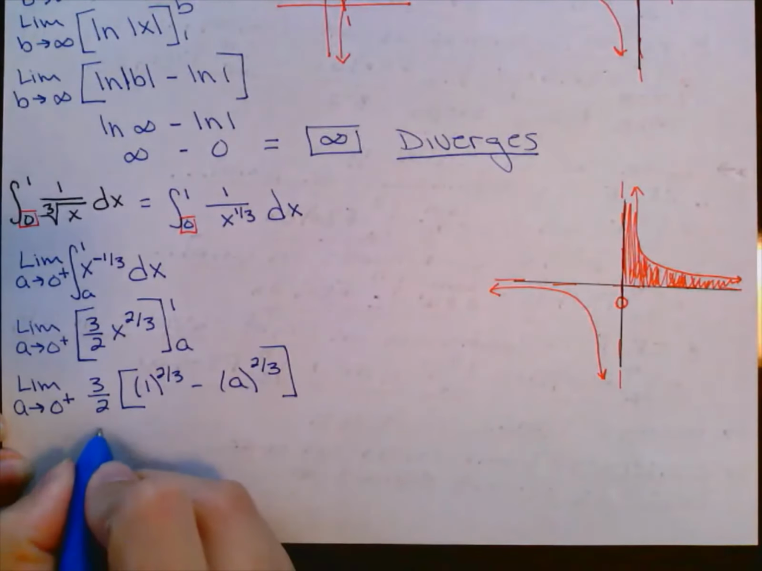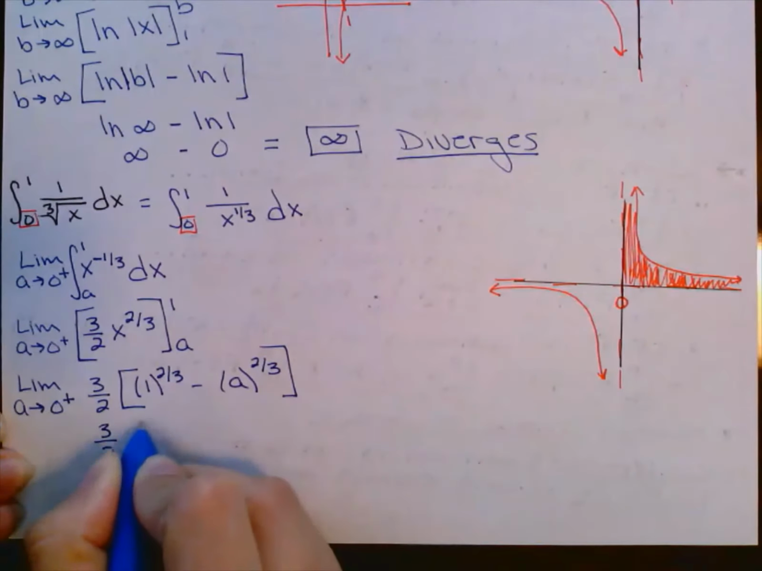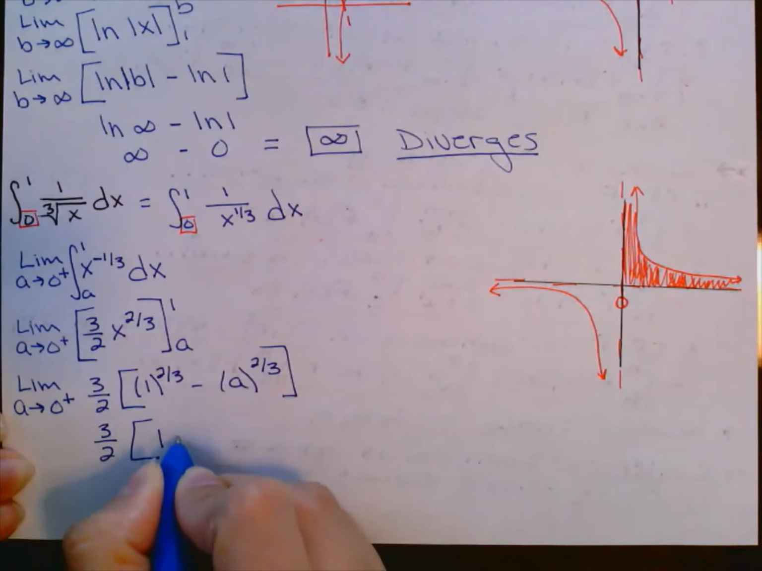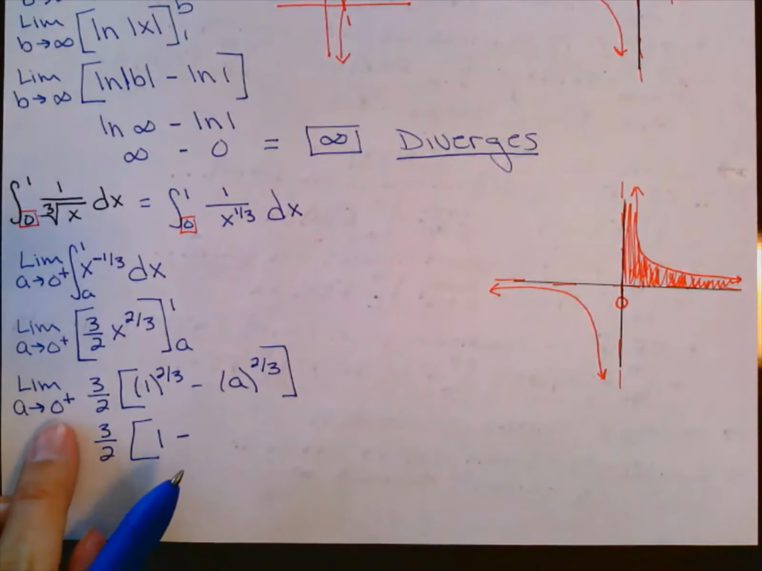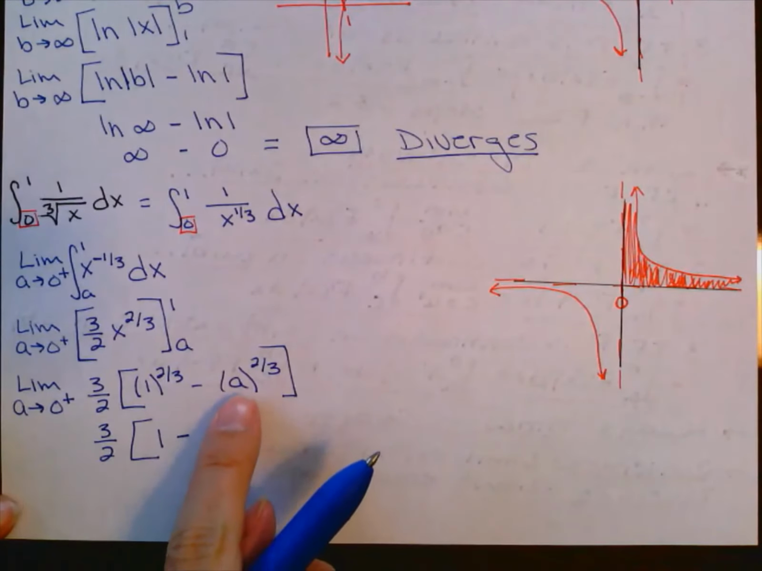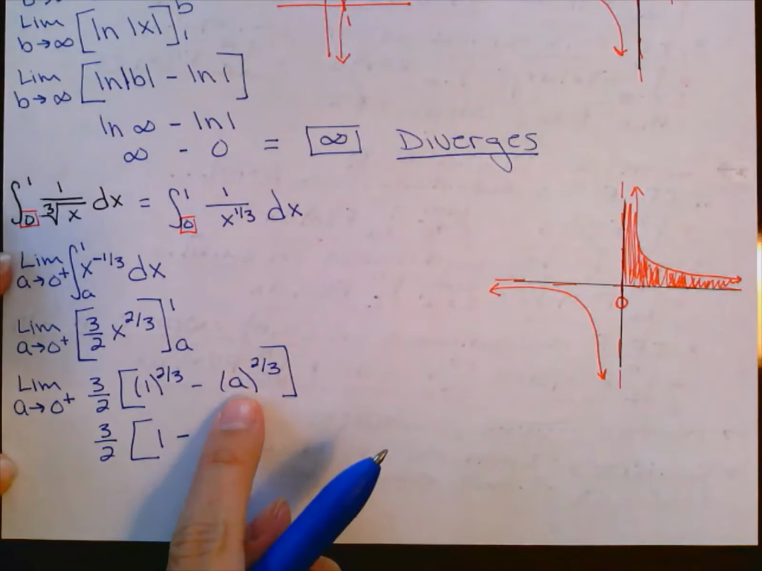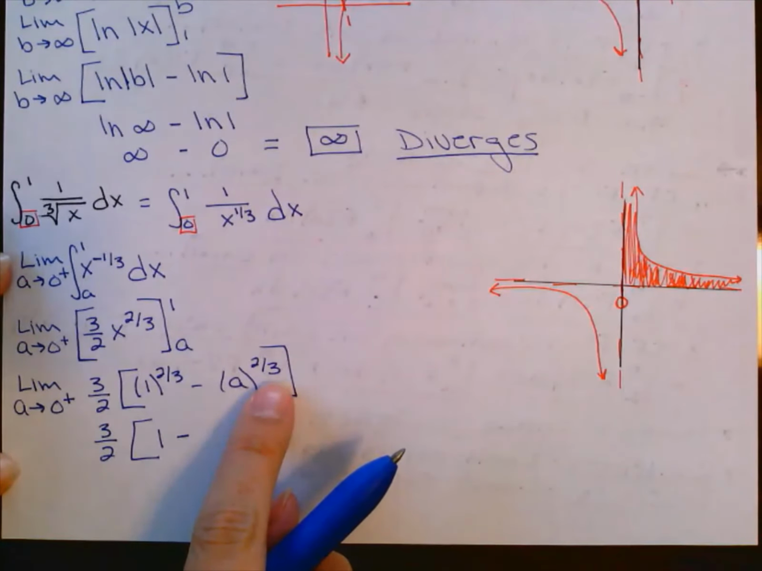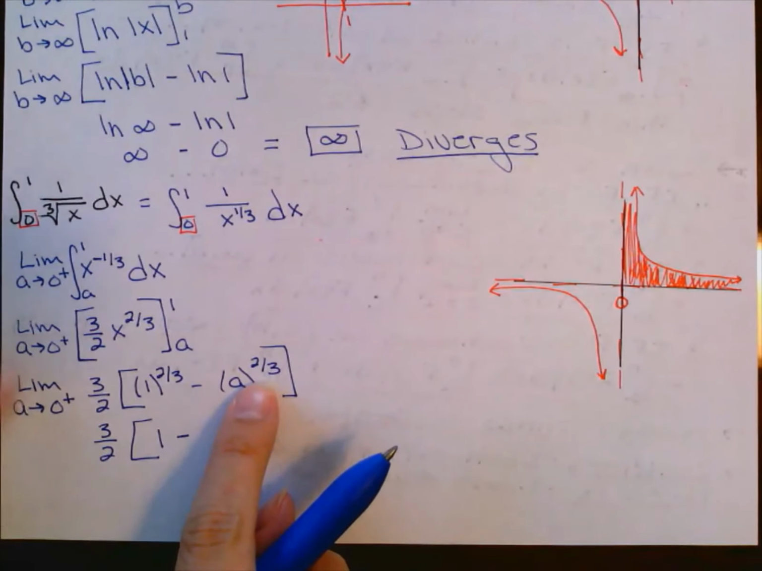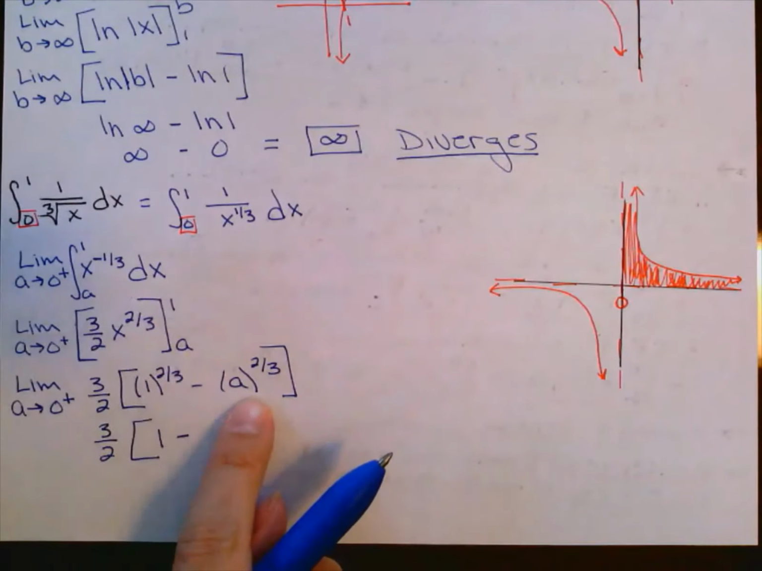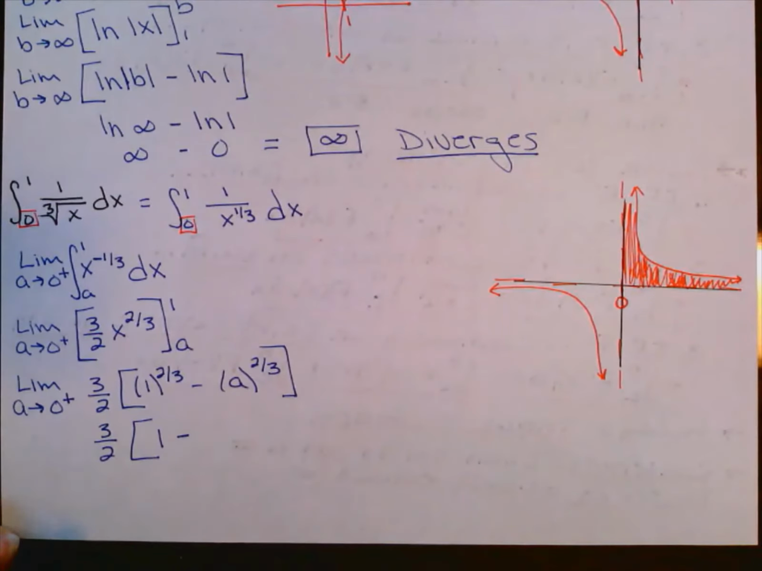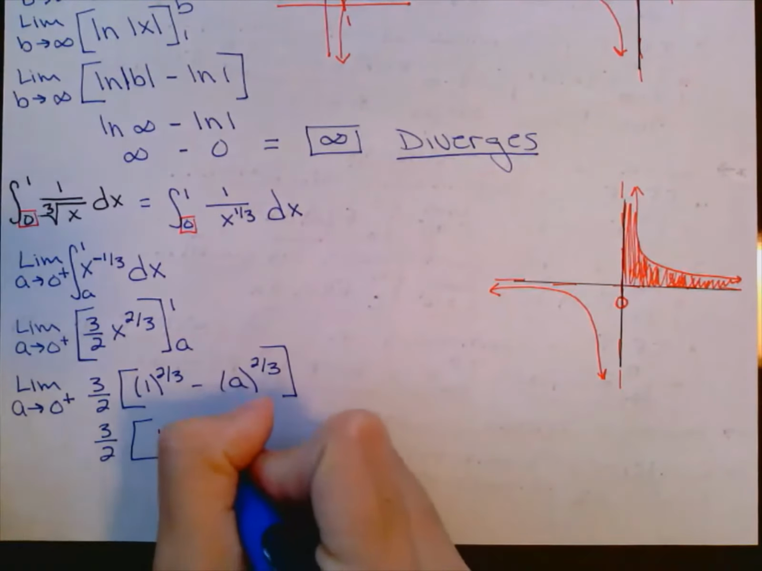1 raised to anything is 1, so I have 3 over 2 times 1 minus, now I have 0 from the right of a function raised to 2 over 3. Okay? A function raised to 2 over 3 does not have any discontinuities. That is the whole point of this, is I want to get to something that does not have a discontinuity, so then I can analyze it. Okay? If I were to raise 0 to 2 over 3, there's no issue there. You could always check it out on your graphing. You just end up with 0.